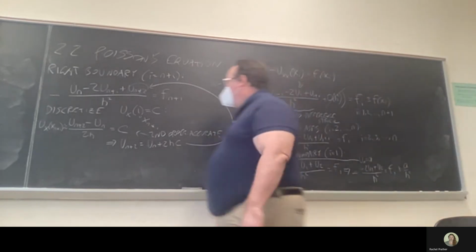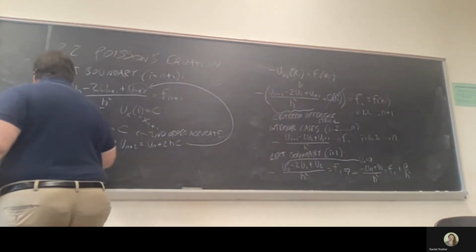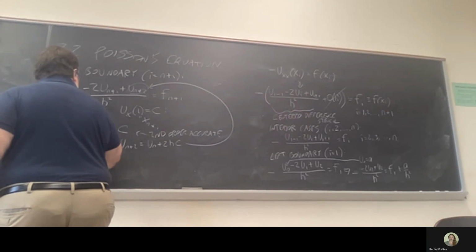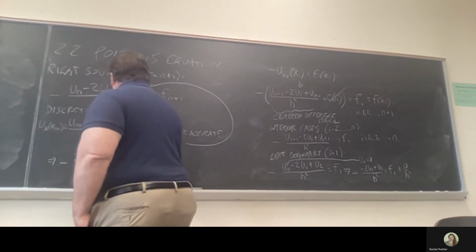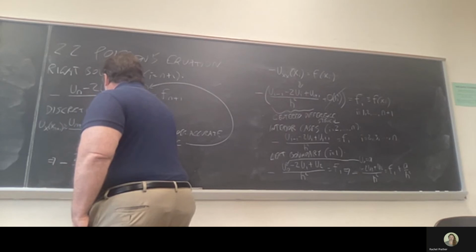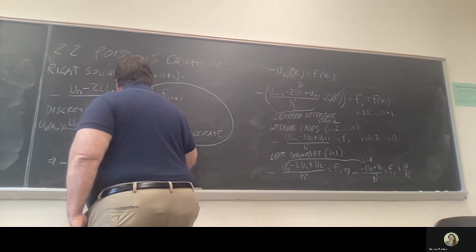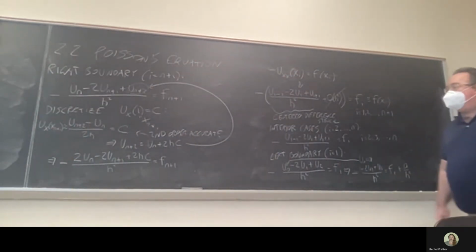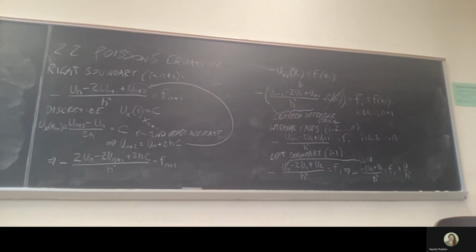So once I simplify as much as I can, I'm going to have (2u_{n+1} minus 2u_n plus 2hc) all over h squared is equal to f_{n+1}.